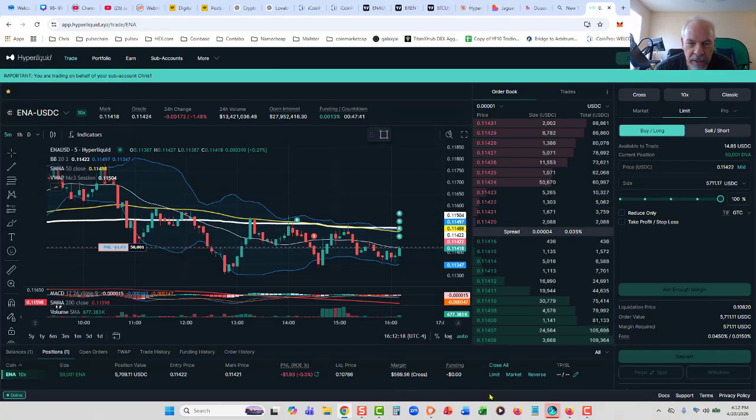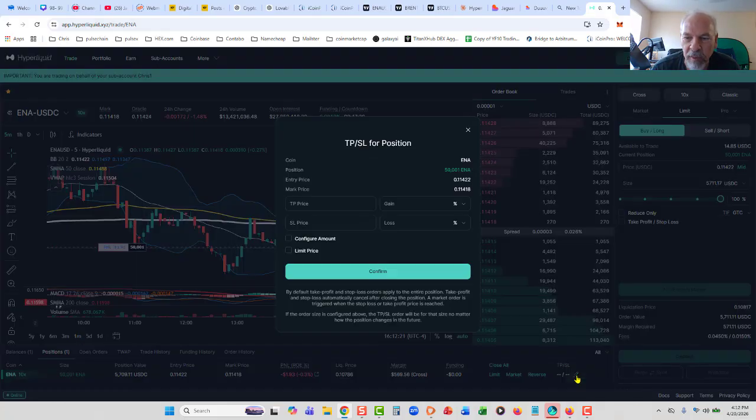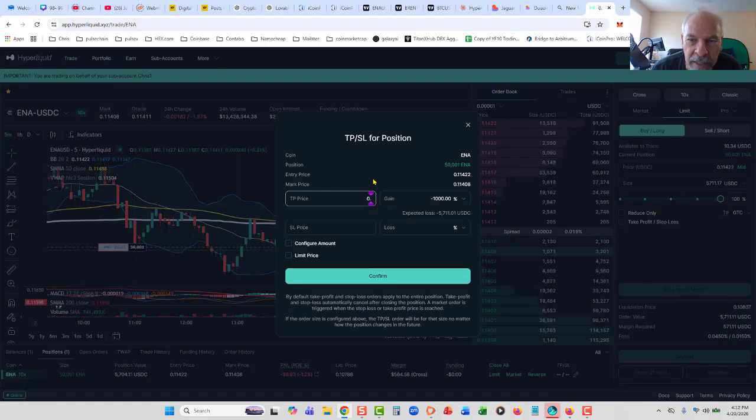Come right here. Now you can do this at the time you're in the order or after, depending on how fast the market's moving. This is a market stop loss and take profit. So let's put a take profit at 0.117, $139. See, that's a good, that's 24%, but we can always adjust it.